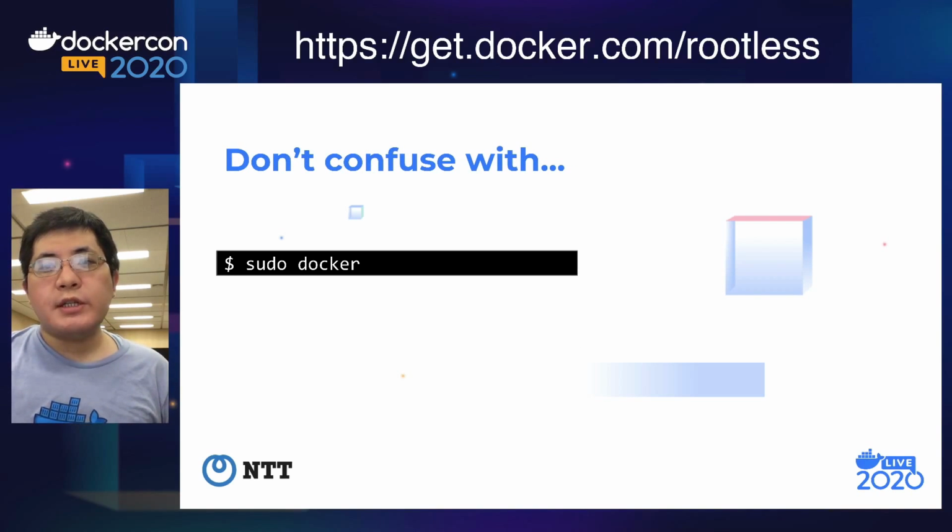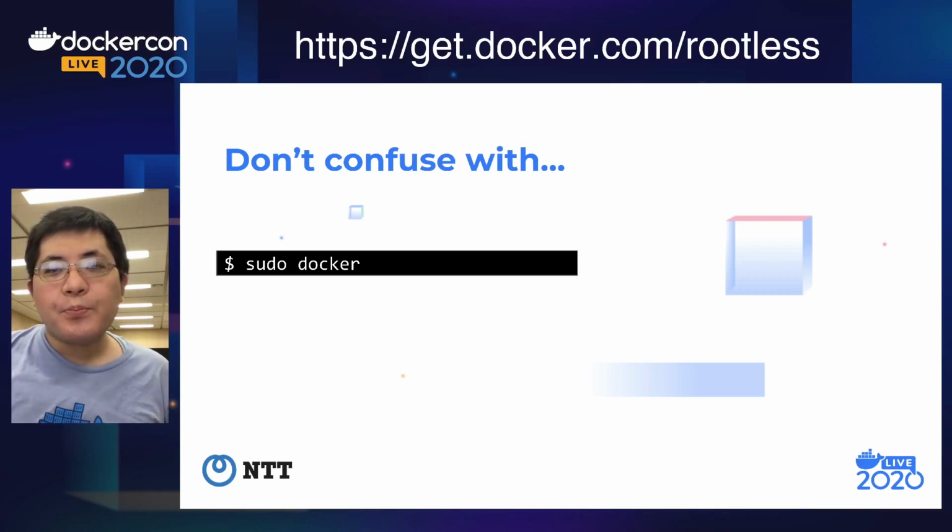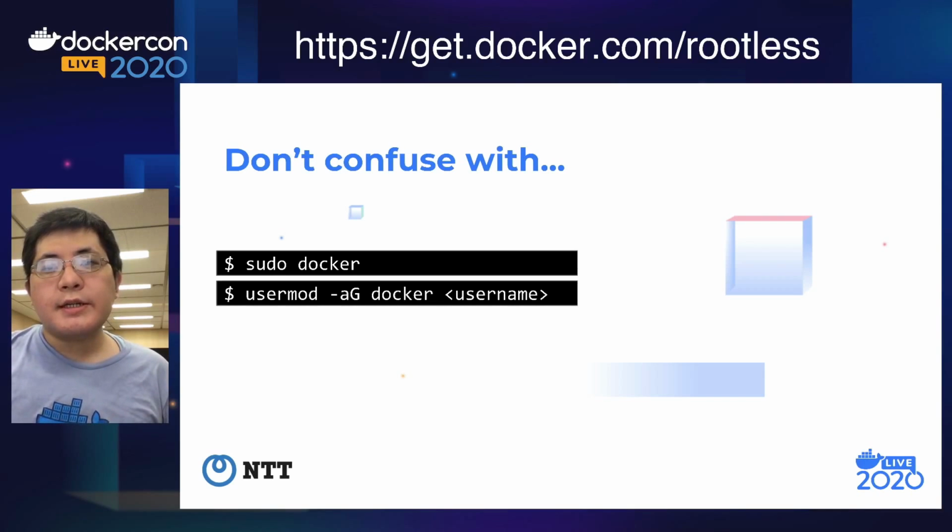And there are a couple of things that are similar to rootless Docker but quite different. One thing is sudo docker. Of course, this is completely different from rootless mode. The second thing is to add your user account to a Linux user group named docker, so that the user can gain access to the socket file /var/run/docker.sock. This is also different from rootless mode because the daemon is still running as the root, and the user can do whatever against the host with the root privileges.